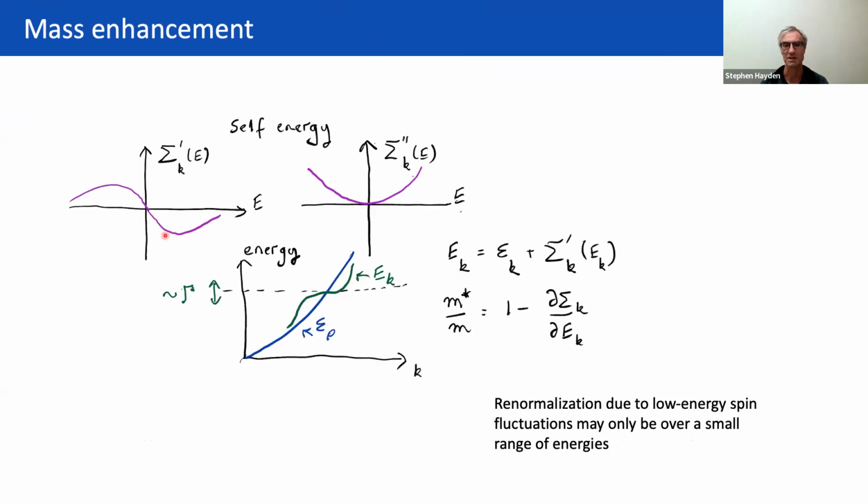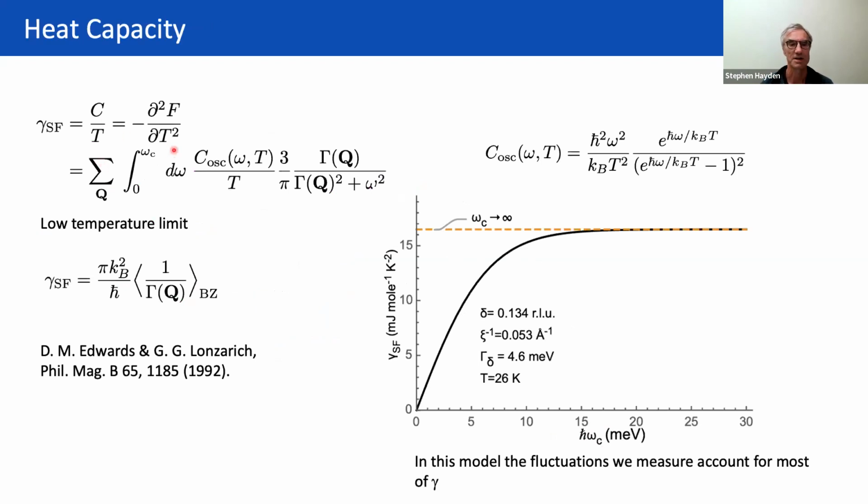So I don't have to tell this audience that what we're doing is renormalizing the quasiparticles and so on. I wanted to emphasize that these renormalizations may actually only be over a very small energy range from the thing that we're seeing in our data here, an energy range of order 5 or 10 millivolts. Okay, so you can use that expression to get the specific heat by differentiating it twice and so on, and you get this expression here.